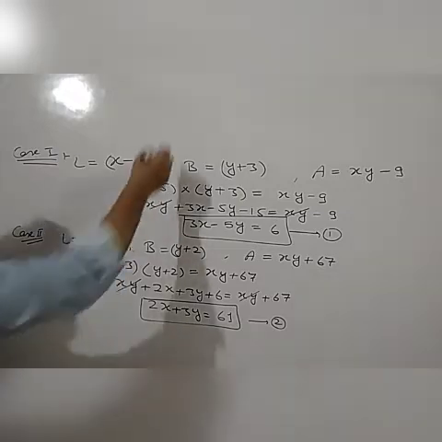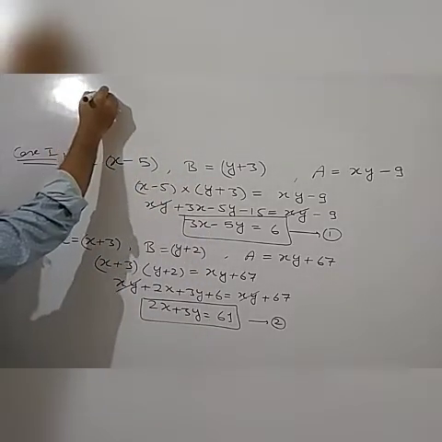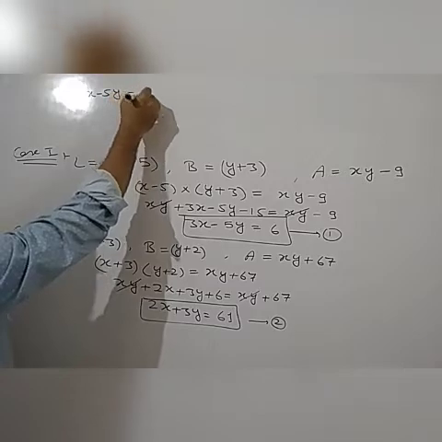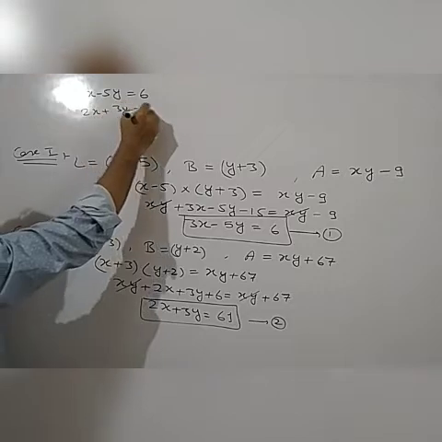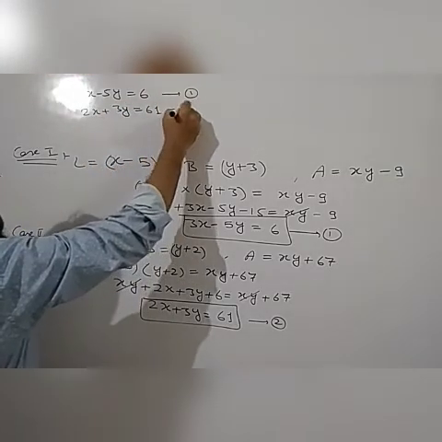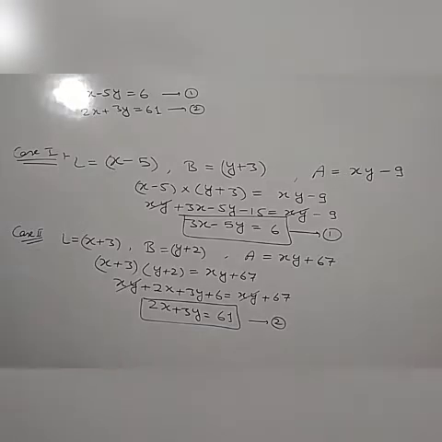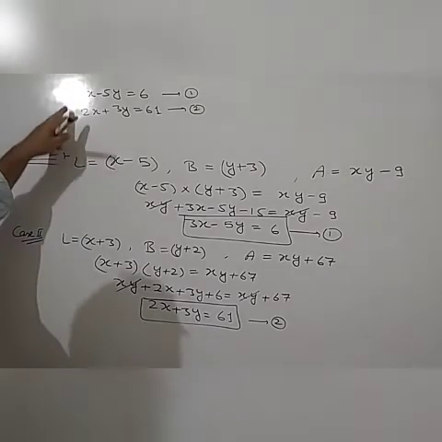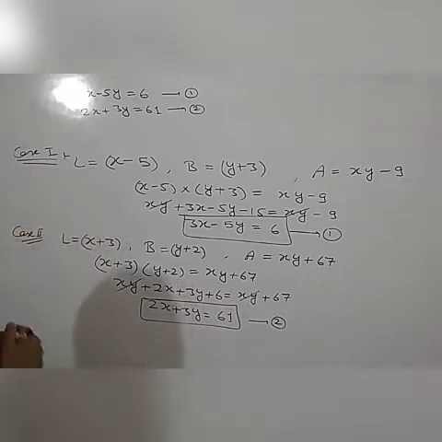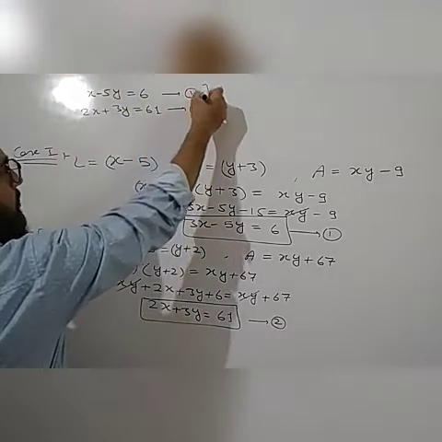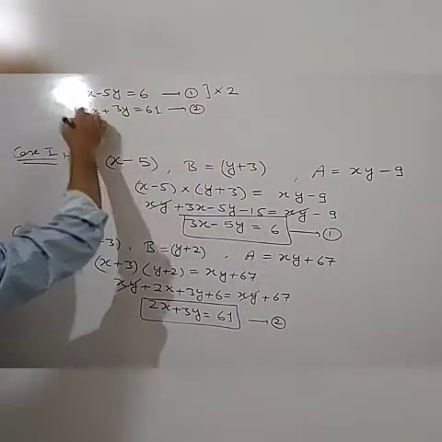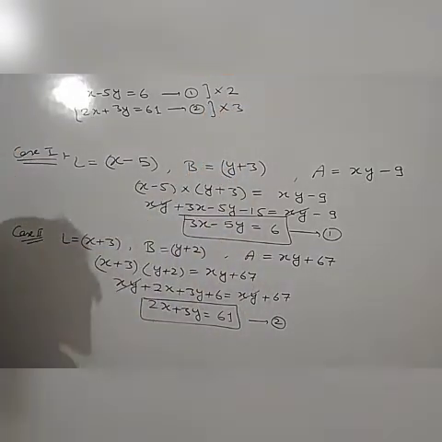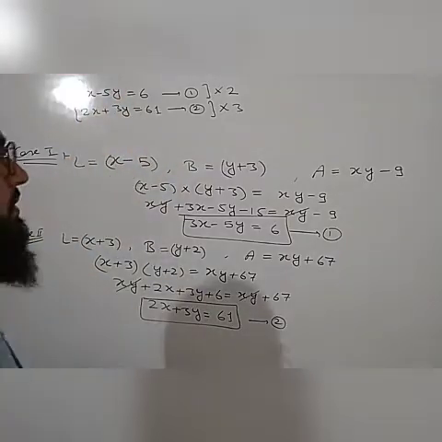So the first equation is 3x minus 5y is equal to 6, and the second equation is 2x plus 3y is equal to 61. Equation number 1 and equation number 2. Now how will you solve these equations? We can solve them by the equating the coefficient method. So the first equation, if you want to equate the coefficient of x, should be multiplied by 2 and the second equation should be multiplied by 3. You have already studied all these things, so I am just solving the equations directly.